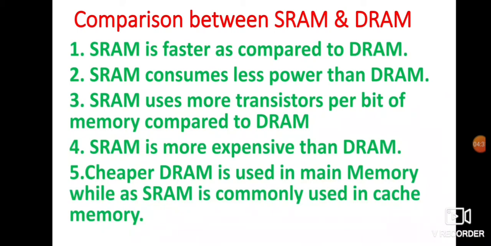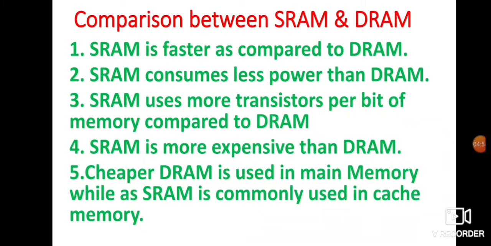SRAM uses more transistors per bit of memory compared to DRAM. So it uses more memory as compared to DRAM. SRAM is also more expensive than DRAM. Thus, DRAM is cheaper, hence cheaper DRAM is used in main memory, while expensive SRAM is used in cache memory.